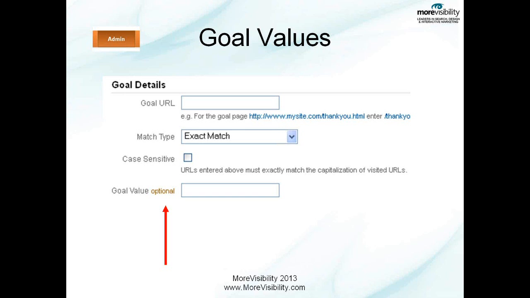Now, that said, there is one exception. If you are setting up a goal that matches, let's say, an e-commerce receipt page, and you're using e-commerce functionality in Google Analytics, then that's the only time you would not want to put a goal value in here. You don't want to inflate your conversion numbers, and that would. So put in a goal value.